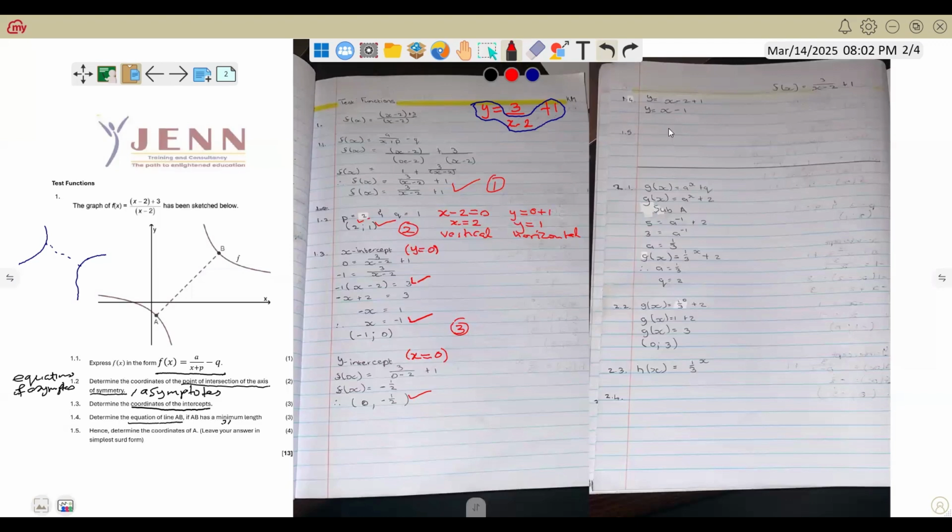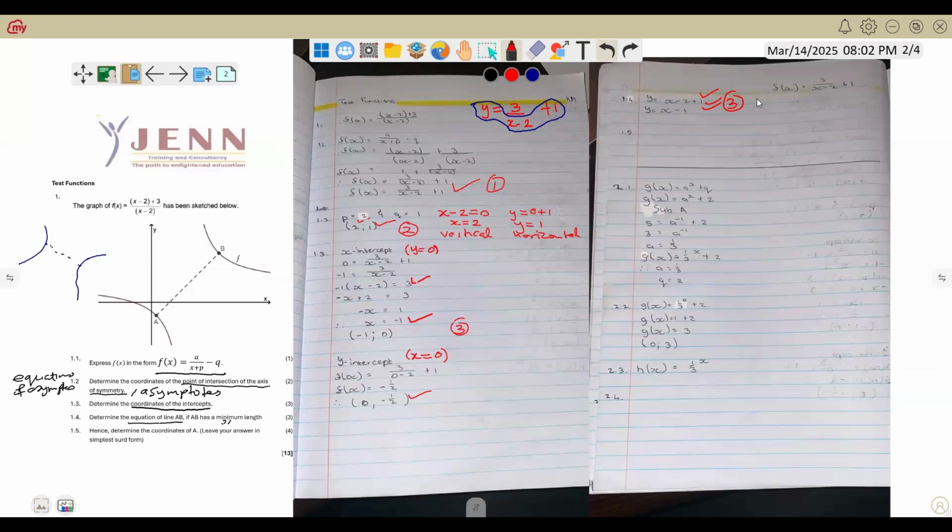Is that clear? Yes, sir. But you also have to take note. Remember, the axis of symmetry is the equation of a straight line, right?